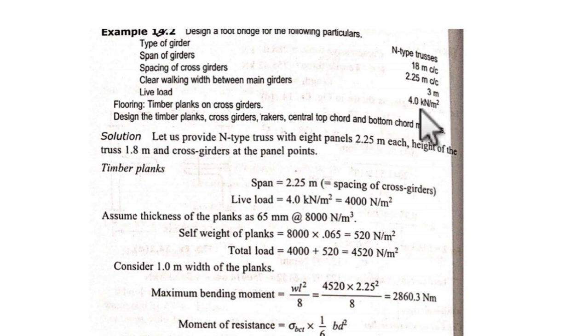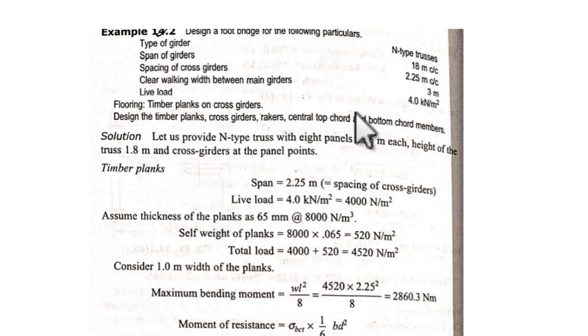Live load is 4 kN per meter square on the planks on the cross girder. And now what you have to do is to design the timber planks, the cross girders and the top and bottom chord members. So first, this is an N-type truss girder.